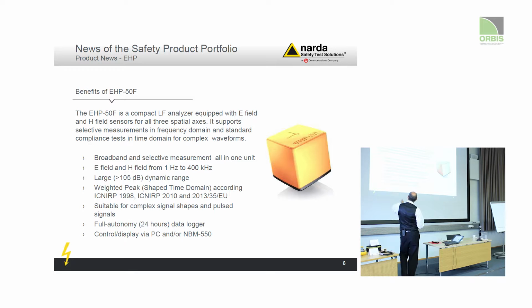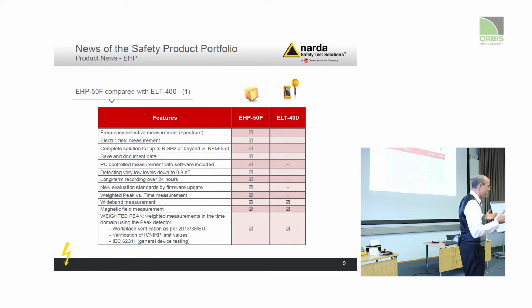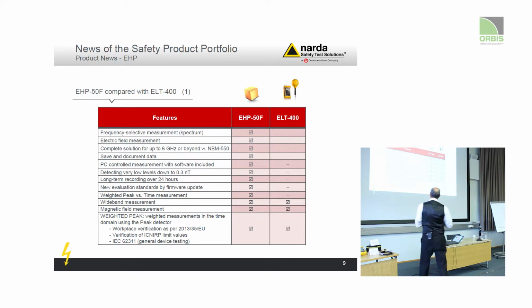These instruments allow full autonomy up to 24 hours with the data logger, and have all the weighted peak ICNIRP 1998, 2010, and the EU directive limit curves on board. It has a very high dynamic range of more than 100 dB thanks to the spectrum analysis. The ELT 400 is only approximately a third of the cost. Price performance is the same because it only performs a third of the measurements, but it also has, of course, the weighted peak on board.